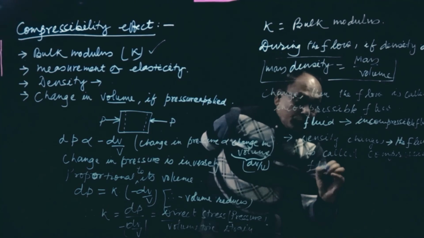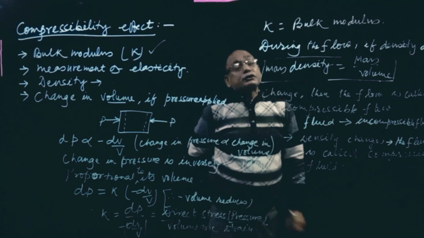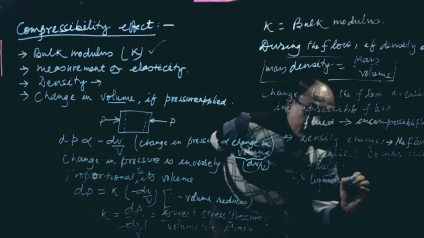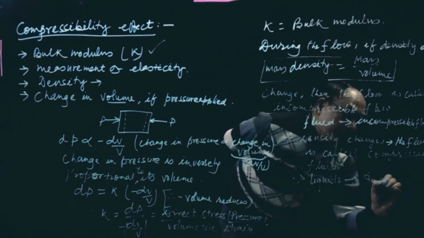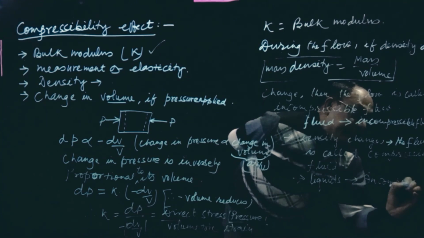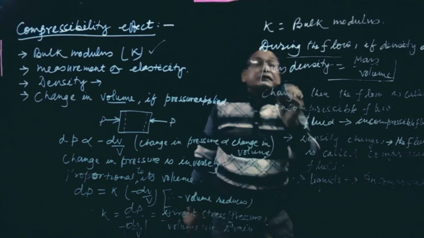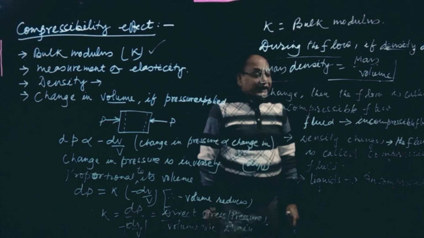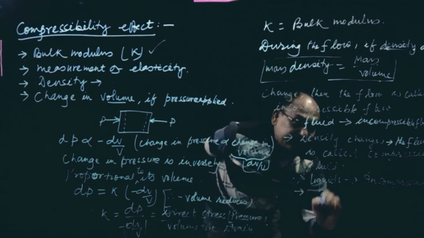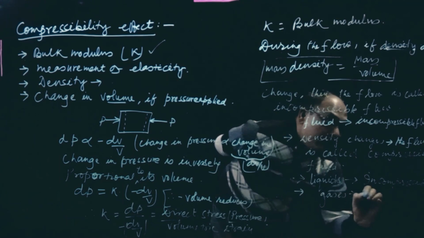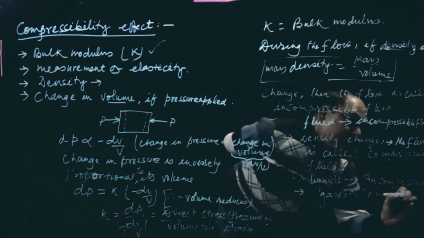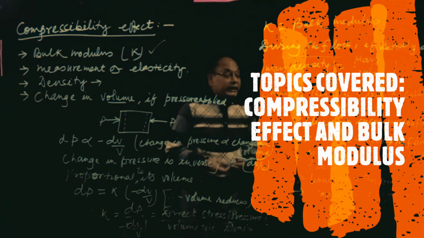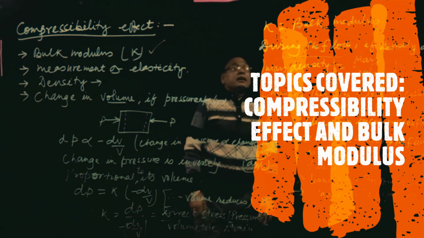For example, almost all liquids are incompressible because their density does not change. So liquids are mostly incompressible, and gases are compressible because their densities are changeable. That's why we can say all liquids are incompressible and gases are compressible.